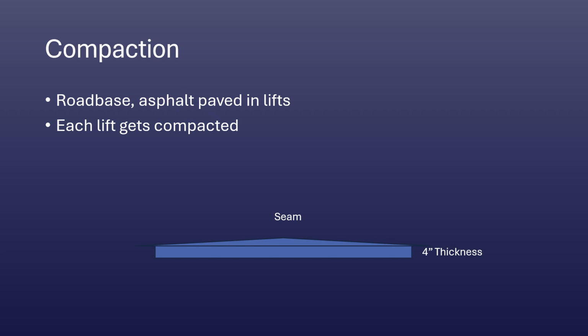So when we talk about compaction, there's a lot to cover with compaction, but the basics are you're going to install items in lifts, you're going to compact them, you're going to put your asphalt down, and actually when you place the asphalt, when it comes out of the screed, out of the asphalt paving machine, it's actually a little bit thicker than what the requirement is, and that's because after the screed installs the asphalt, a compactor is going to follow and compact it down to the required thickness.